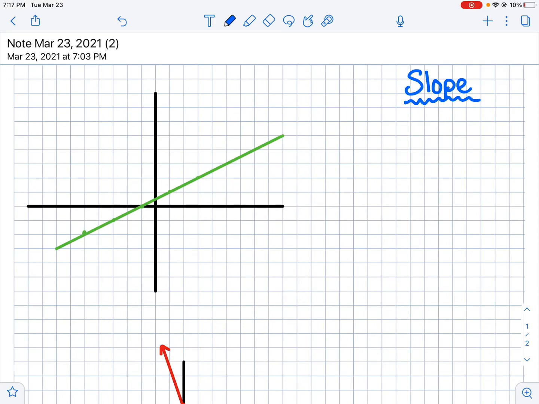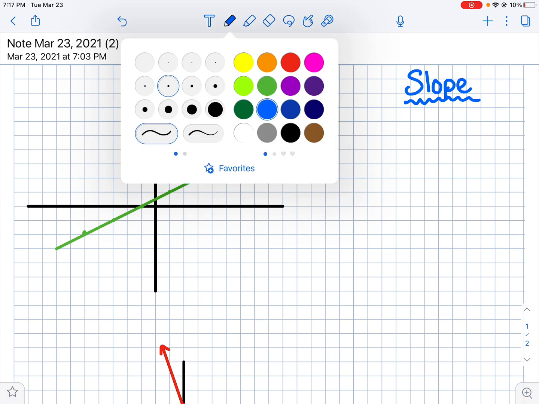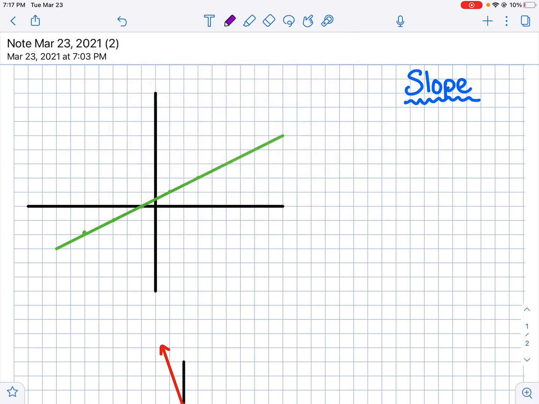Okay, let's look at two slope examples. The first one is a line that's going up. If we read it from left to right, the line is going up. So let's say we're finding slope.